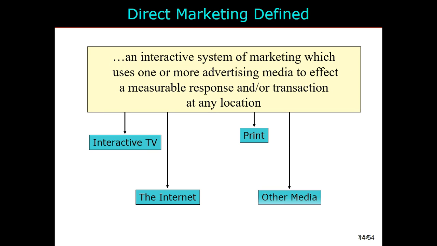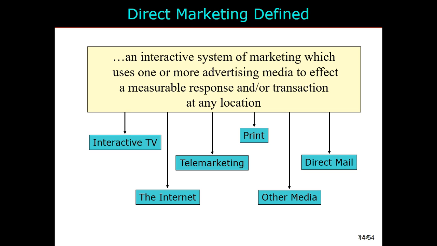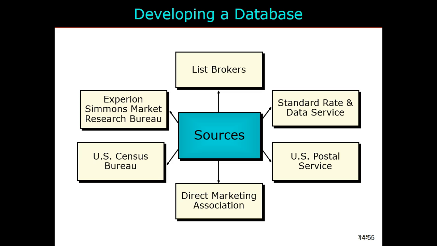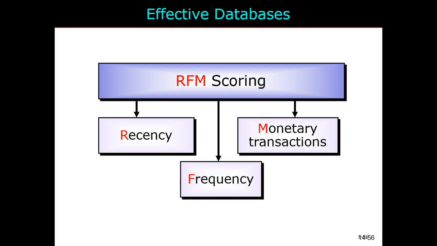Direct marketing. Let's talk about direct marketing. Database: what's in it, what makes a good database? In order to do direct marketing, you need a good database. You need to get your data from list brokers, the U.S. government, Census Bureau, Postal Service, Direct Marketing Association, etc. And there's also the RFM score for a good database. How do you measure and evaluate the database? RFM score: recency, frequency, and monetary transactions.